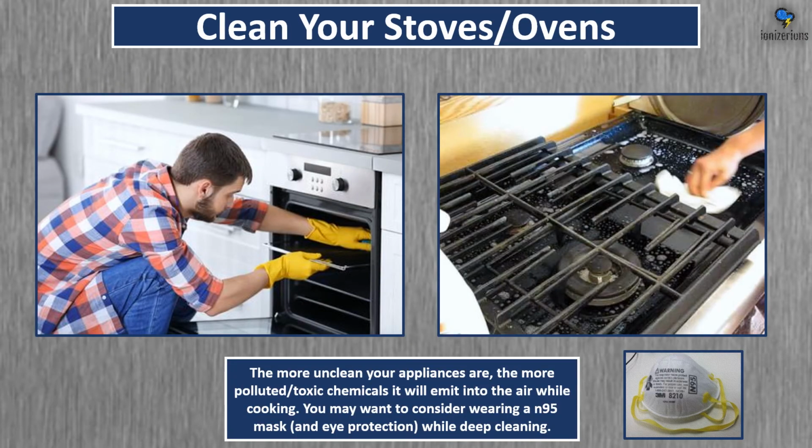So the more unclean your appliances are, the more polluted toxic chemicals they will emit into the air while you're cooking. You may want to consider wearing an N95 mask while deep cleaning your stove and oven. It's important to keep your appliances clean, because the more grime there is, that stuff gets in the air and into our lungs. That's not good.